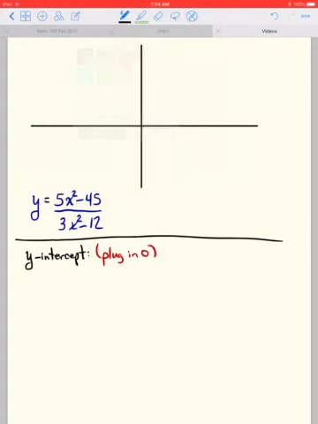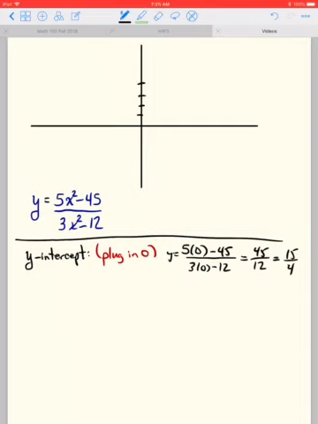0. Right? If we do that in this example, we get 5 times 0 squared minus 45 over 3 times 0 squared minus 12. So that's minus 45 over minus 12, which, if we simplify, we can divide by 3, so we get 15 over 4. So this is somewhere between 3 and 4. If I mark this off, our y-intercept is going to be up here.